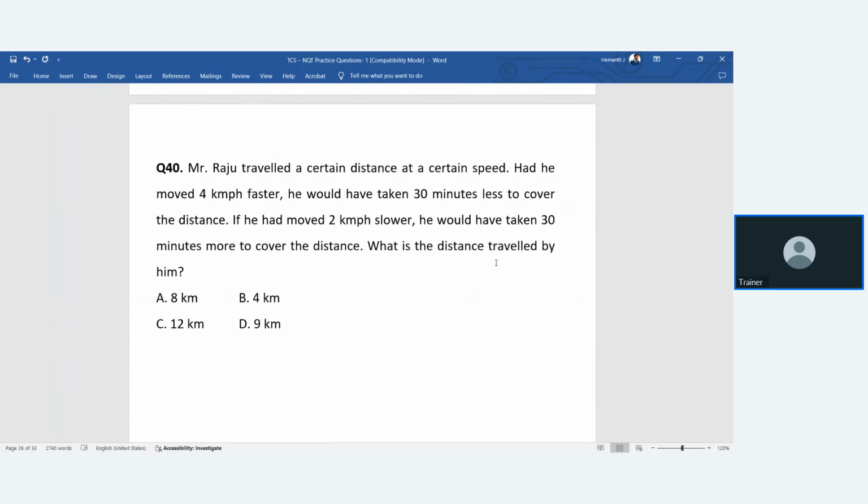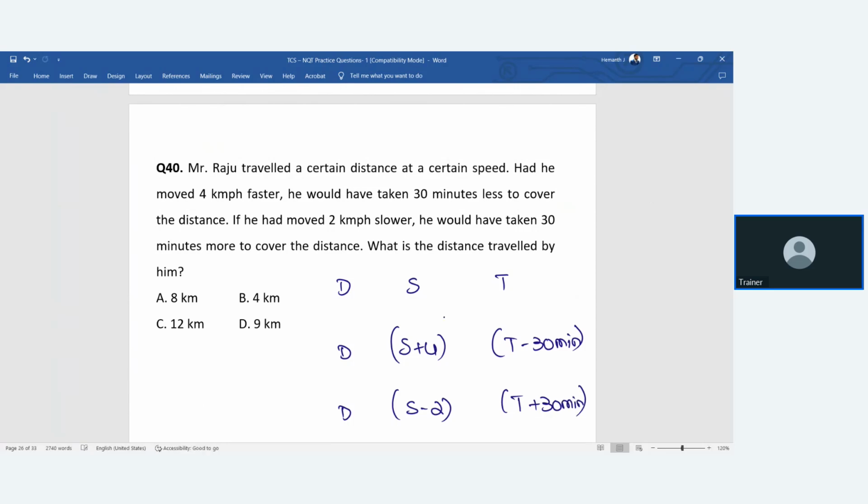You are traveling a certain distance with a certain speed. It will take a certain time, let's say t. But the same distance with 4 km per hour faster, you are taking 30 minutes less. But the same distance with speed s minus 2, you are taking 30 minutes more. In a sense, half an hour, because when speed is in kilometer per hour, timing should be like half an hour. Better you note it in that fashion only. It will avoid issues while solving the equation.